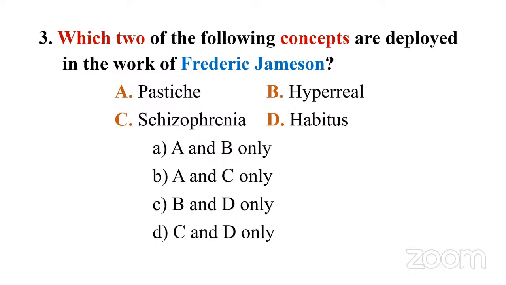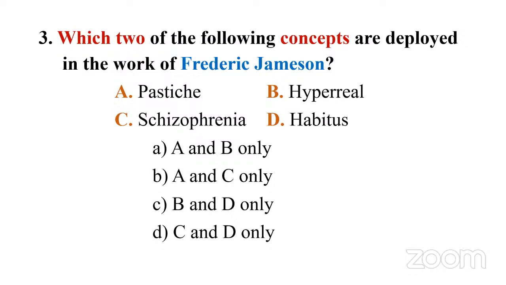Now let's go to the options. Option A, capital A and B only. So in the sense, pastiche and hyperreal only. Option B, A and C only. So in the sense, we have pastiche and schizophrenia. Then option C, B and D only, hyperreal and habitus. Final option D, C and D only, schizophrenia and habitus.